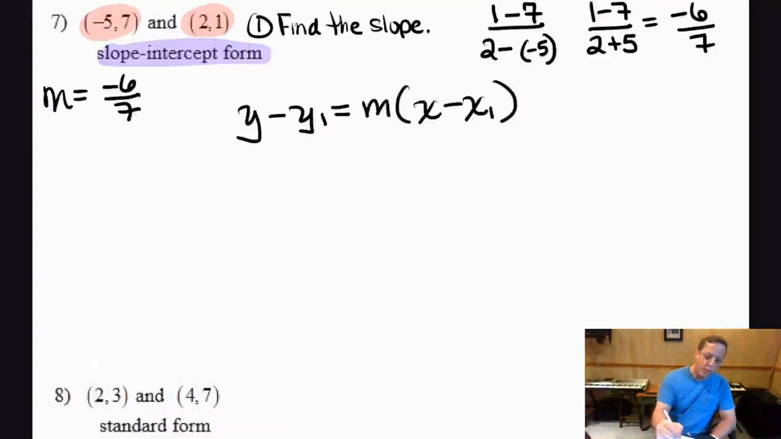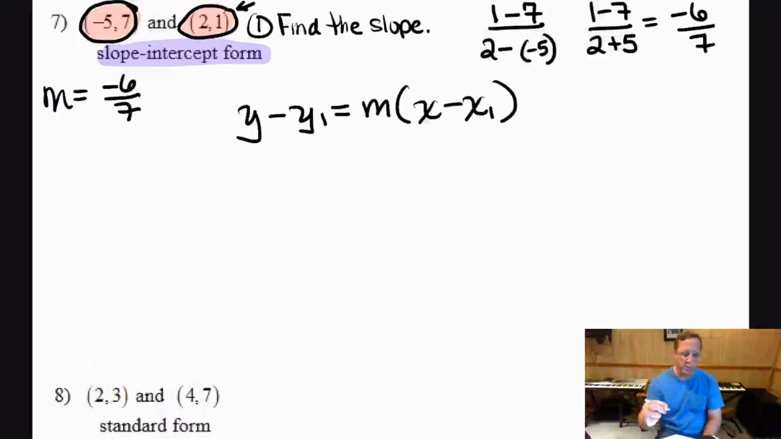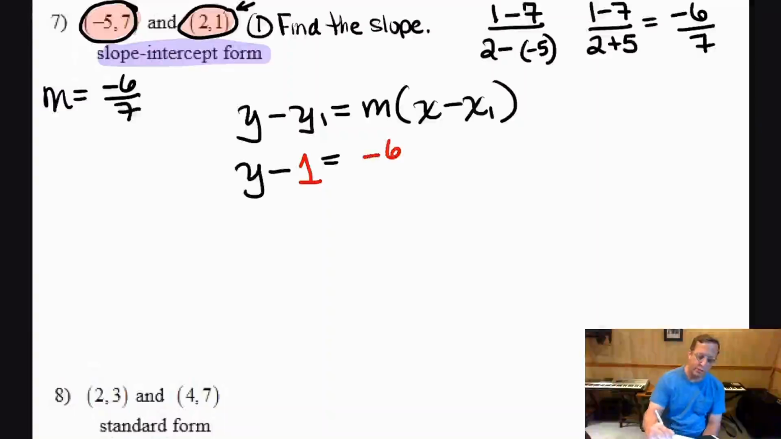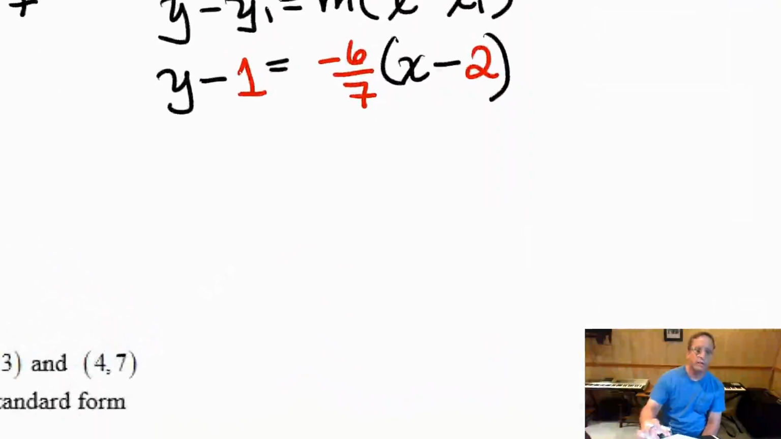So now when it comes to point slope, you just have to pick one of the points. It doesn't matter which one you use. I'm going to use 2, 1, because both of those are positive. All right, so we're going to do y minus 1 equals negative 6/7, which was our slope that we determined, times x minus, and our first x is 2. Okay, so now we've got all that.